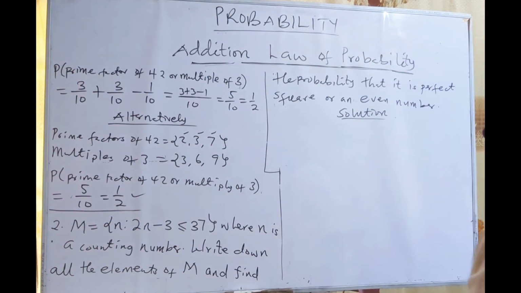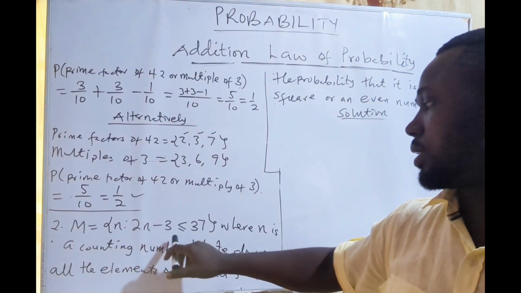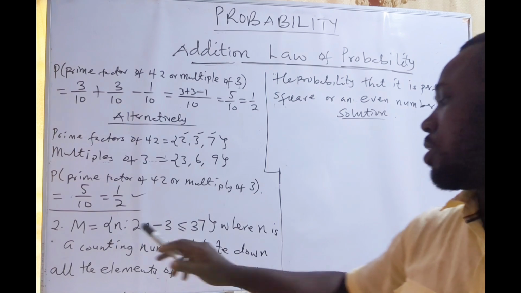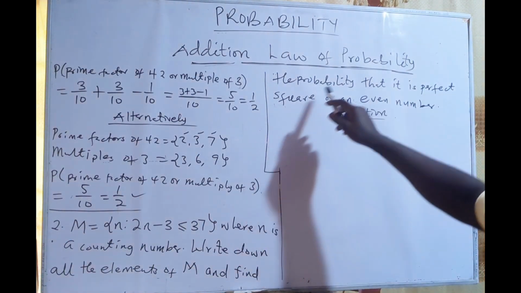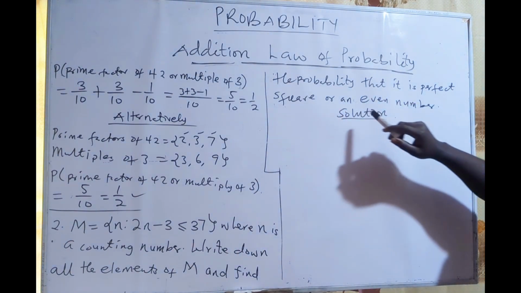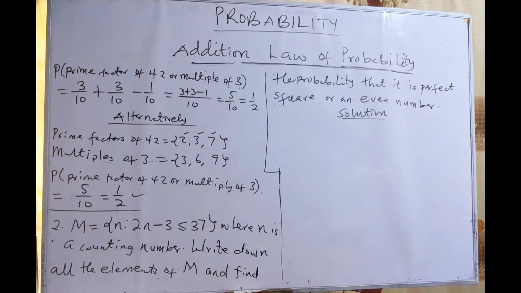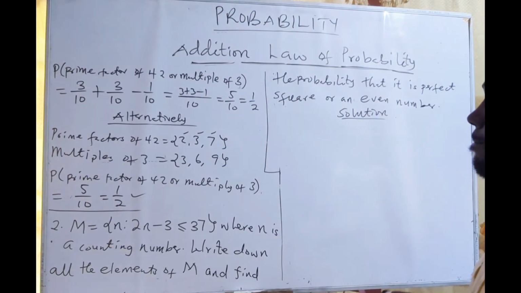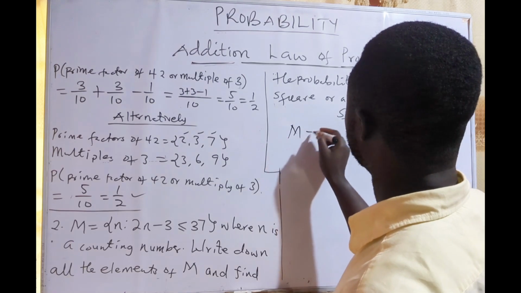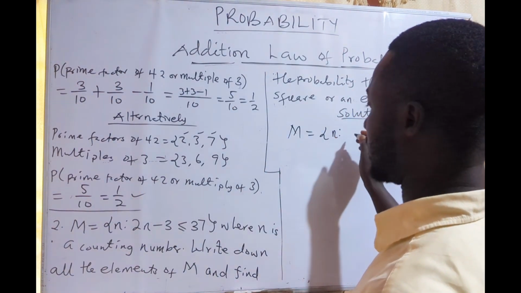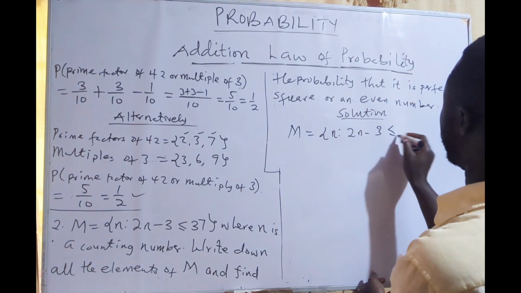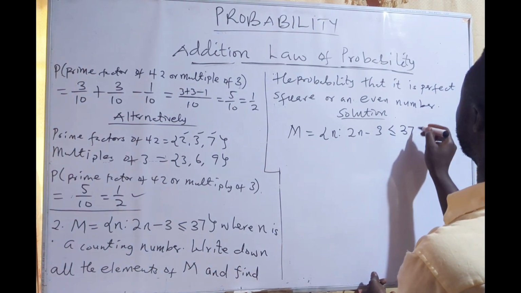M is equal to the set of n such that 2n minus 3 is less than or equal to 37, where n is a counting number. Write down all the elements of M and find the probability that it is a perfect square or an even number. So first we have to list the elements of M. So what is our M? M is the set of n such that 2n minus 3 is less than or equal to 37.